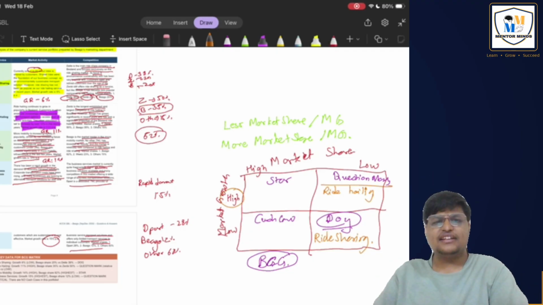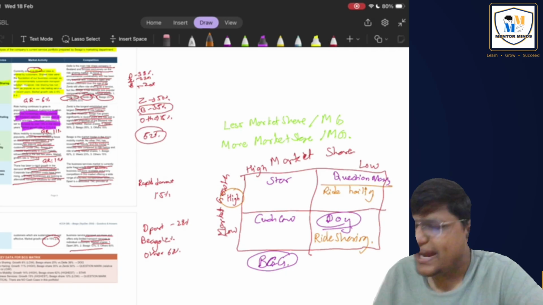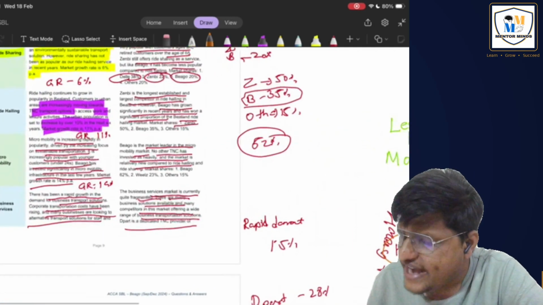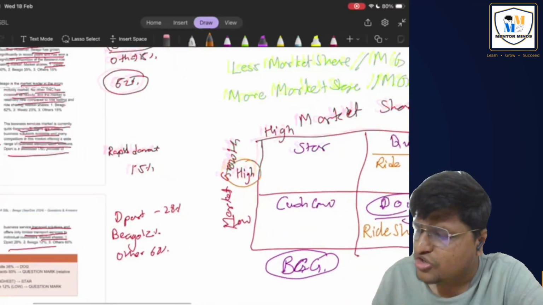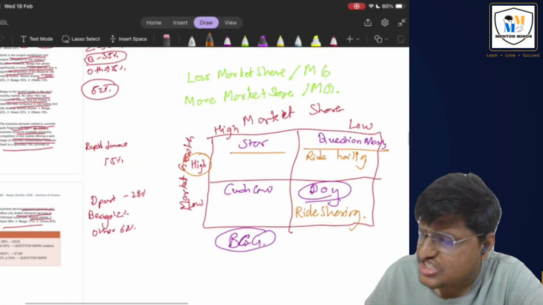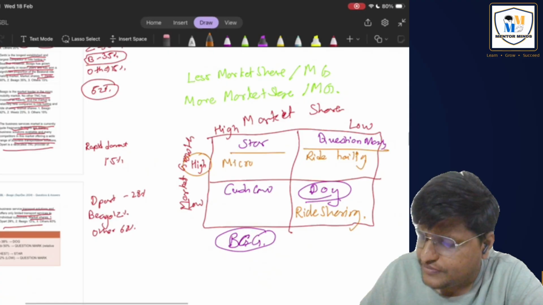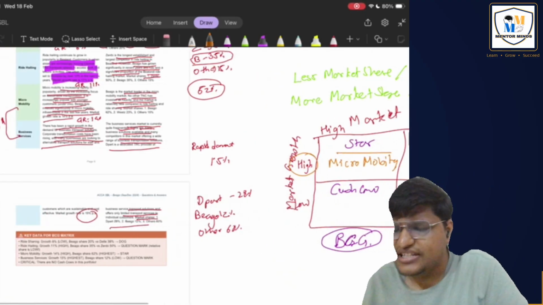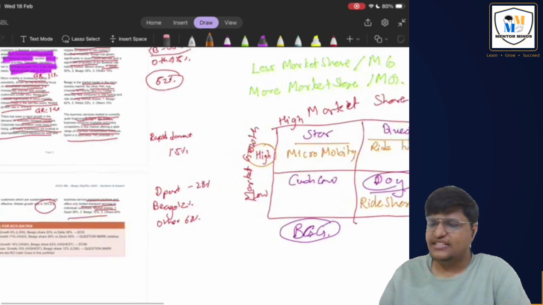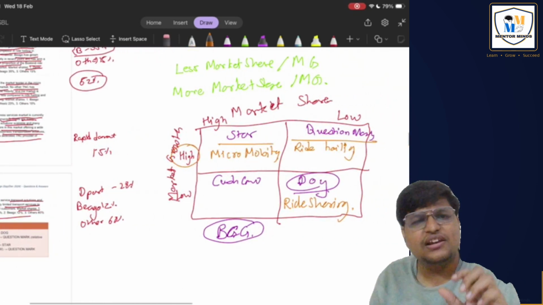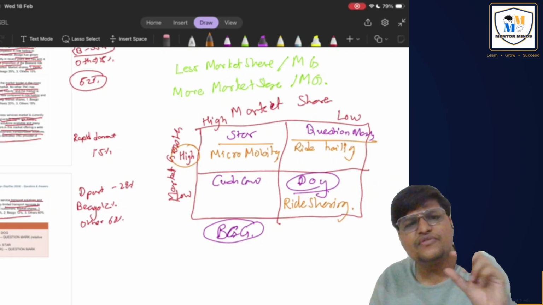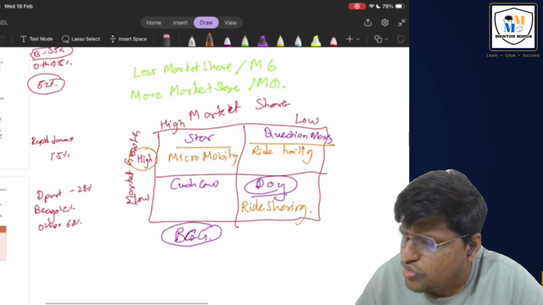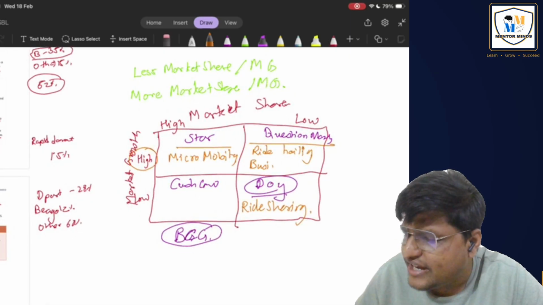Then the next is micro mobility, guys. In micro mobility, we have a high share, 73%, right? And at the same time, we have high growth. So where will it come? It will come in star. And then the last is business services. In business services, we are also growing. We have a less market share, but the growth is very high, guys. So business services will again come here.